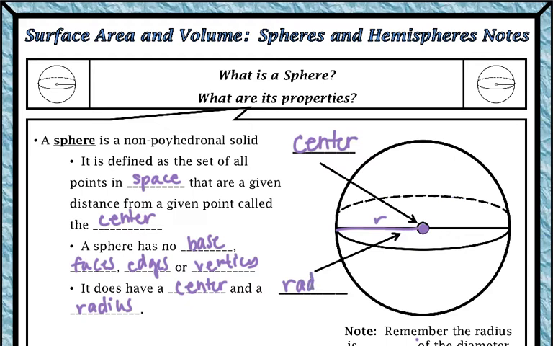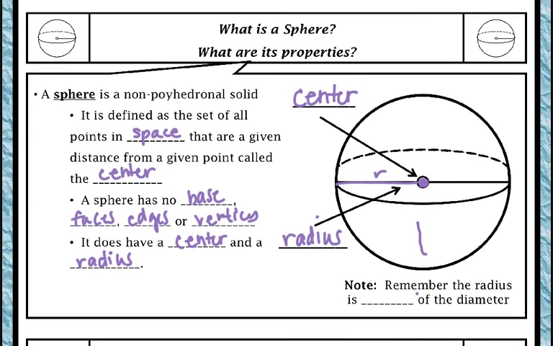All right, so a little bit of definitions and labeling for a sphere. Remember that the radius is half of the diameter. So just a nice reminder about not forgetting that you might be given the diameter and not just the radius.